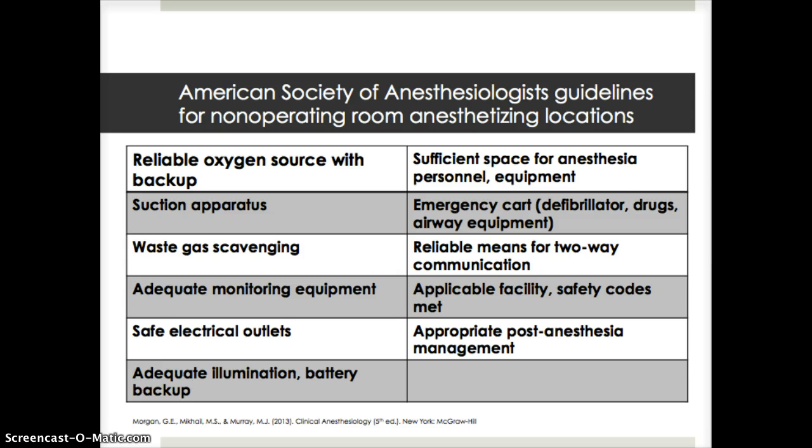A self-inflating hand resuscitator or ambu bag should also be available. A reliable means of two-way communication to request assistance when needed is also vital. Safety codes for the facility must be met, and an appropriate post-anesthesia management must be available.